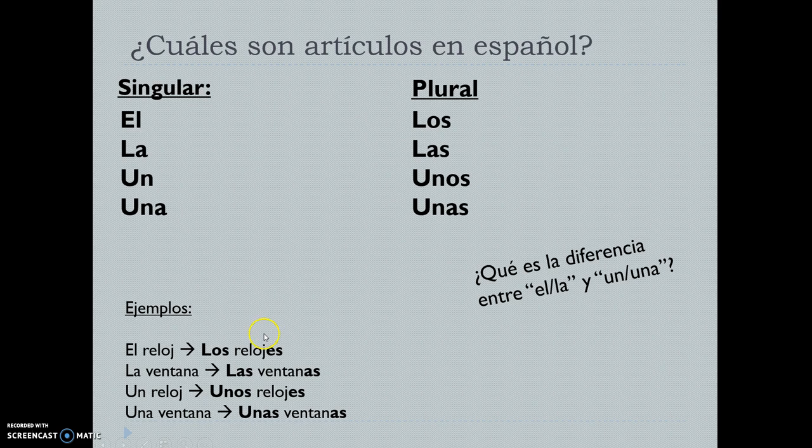Unos ejemplos. El reloj, los relojes. Not only did I have to put an ES at the end of reloj to make it plural, but I had to use the plural form of the article as well. La ventana, las ventanas. Not only did I have to add an S to ventana, but I had to make the la plural, las ventanas. Un reloj, unos relojes. Una ventana, unas ventanas.